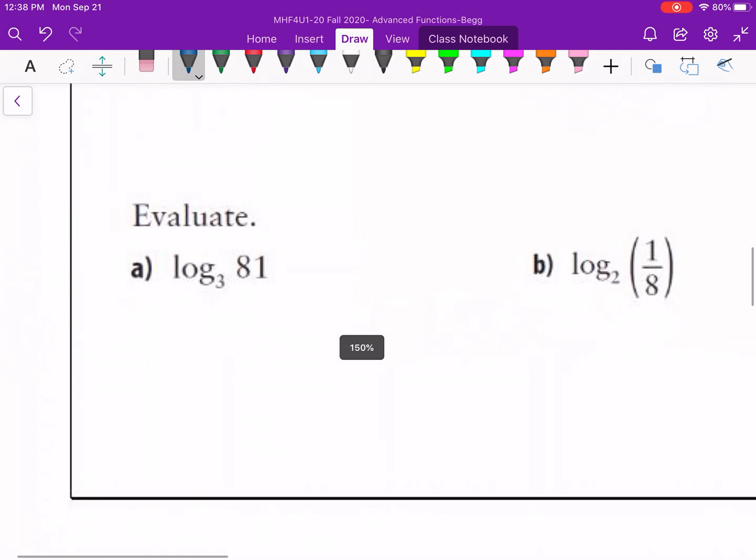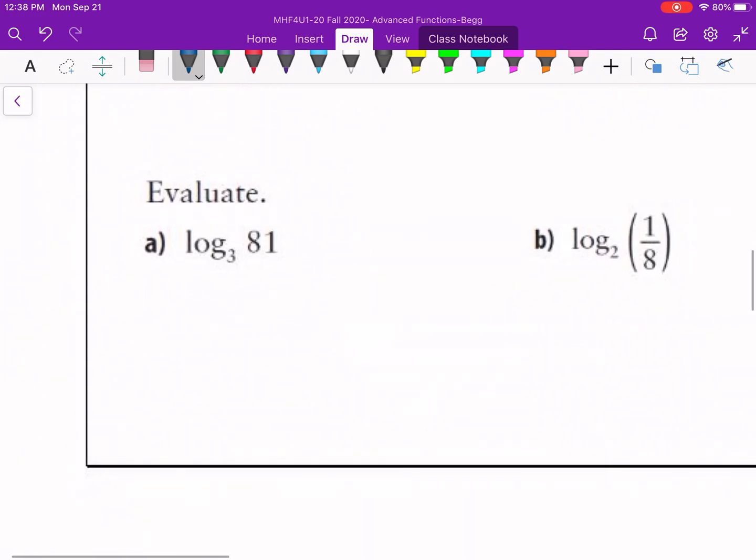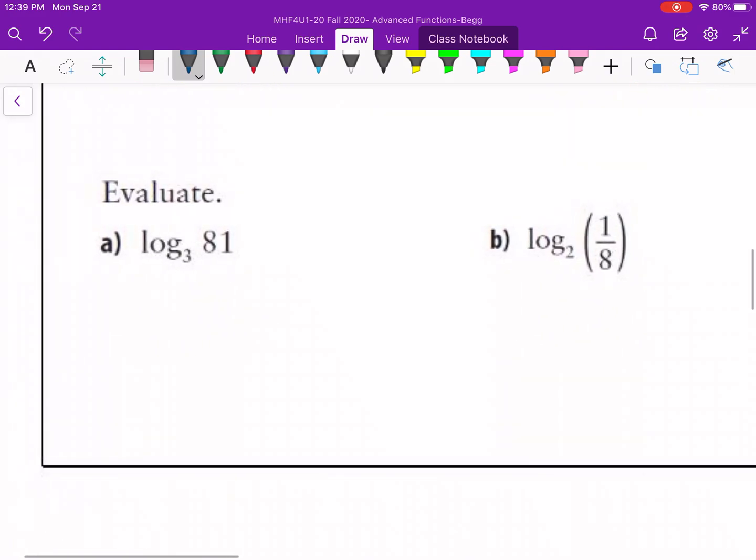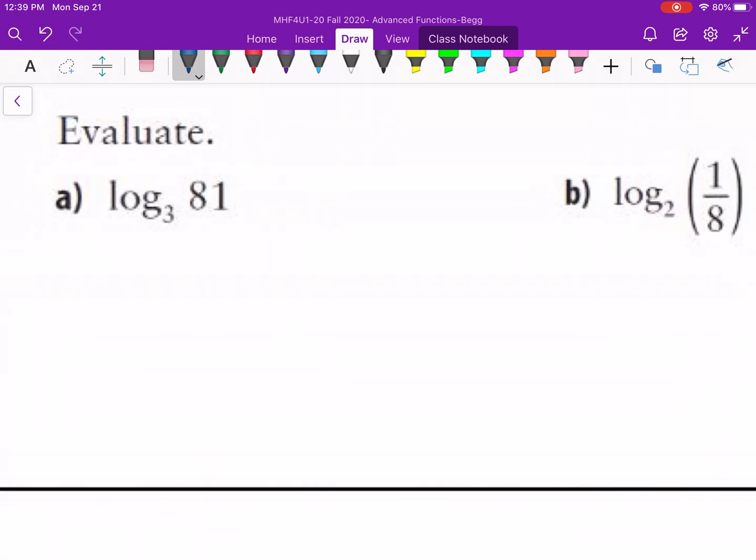And then finally we can evaluate these things. So if we understand what it's saying, then we can use a calculator, but we can even just use some common sense. So we can say, what exponent do I need to put on a base of 3 so that it equals 81? So 3 squared is 9, 3 to the 3 is 27, 3 to the 4 is 81. So the answer has to be 4.